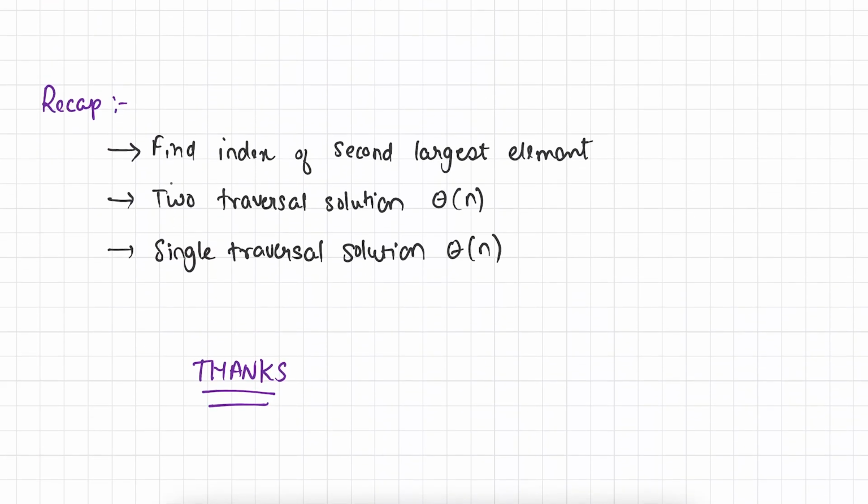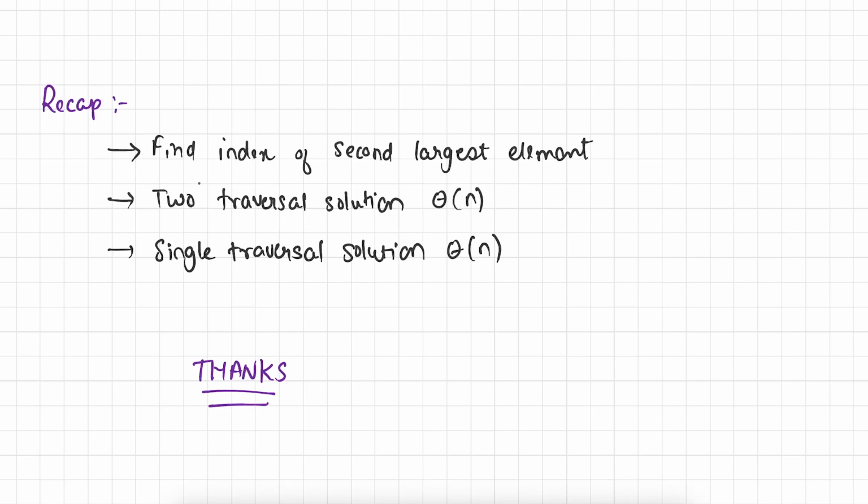Now, before we end this video, let's have a quick recap of what we have learned so far. We are given an array of elements, and our task is to find the index of the second largest element. To solve this problem, we saw two solutions. In one solution, we traverse the same array two times to find the index of the second largest element, and the time complexity of that solution is theta of n.